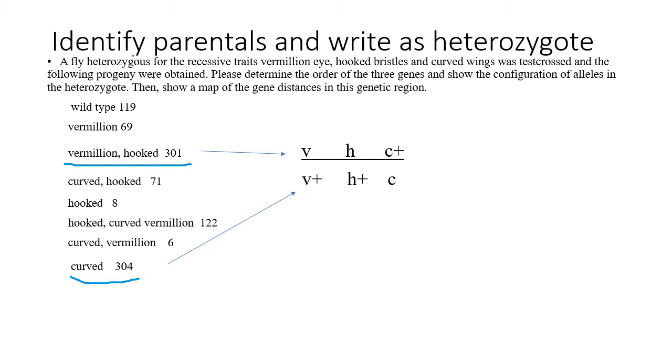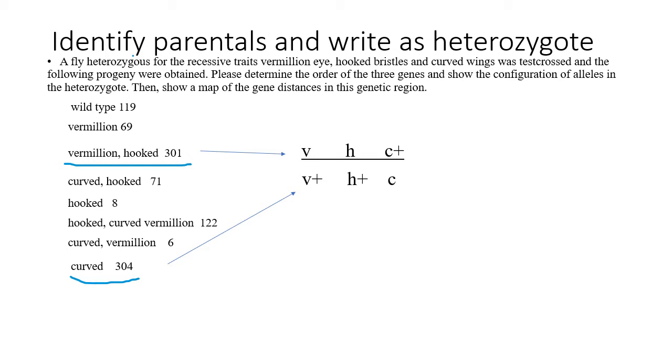Okay, so I'm writing these as a heterozygote in no particular order. I wrote vermilion hooked, V H, and then C+, because we assume that it's wild type for that particular gene. They like to confuse us that way. And its reciprocal is curved only, and so I wrote that as V+ H+ C, designating the mutant allele. Now, this is not the correct order necessarily.